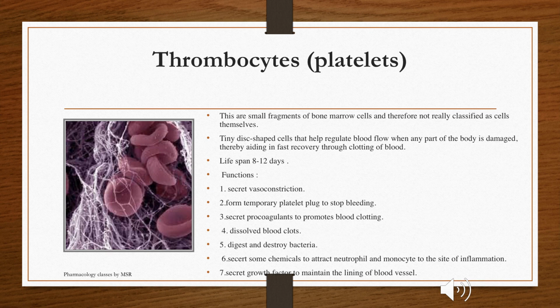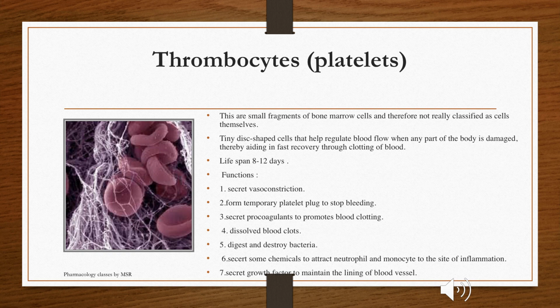Platelets can also be termed thrombocytes. They are small fragments from our bone marrow. They are very tiny disc-shaped cells which play a major role in the clotting process of our blood. Coming to the lifespan, they survive 8 to 12 days. What is the importance or function of these platelets? They help in vasoconstriction, decreasing the diameter of the blood vessels. They help to form the platelet plug in the blood clotting process.